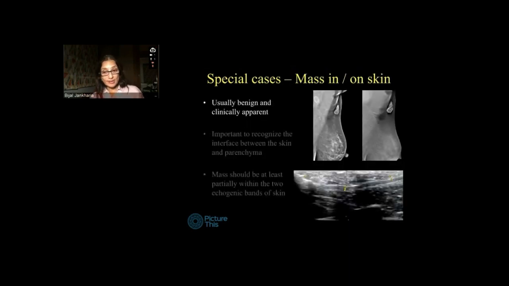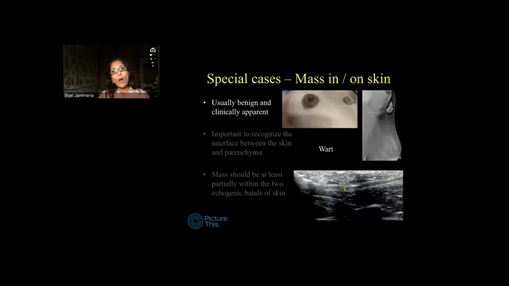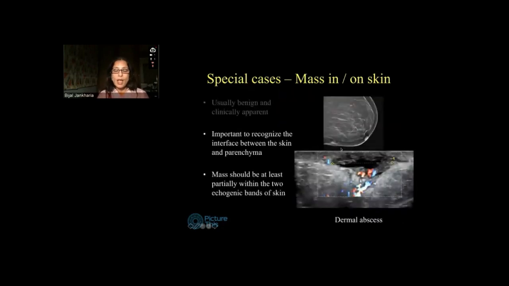Mass in or on skin again comes under special cases, and here we can clearly see on the skin of the patient there was a wart there. When we talk about dermal lesions, we should make out that most of the lesion is arising from our top 2 echogenic lines. This was just a dermal abscess.